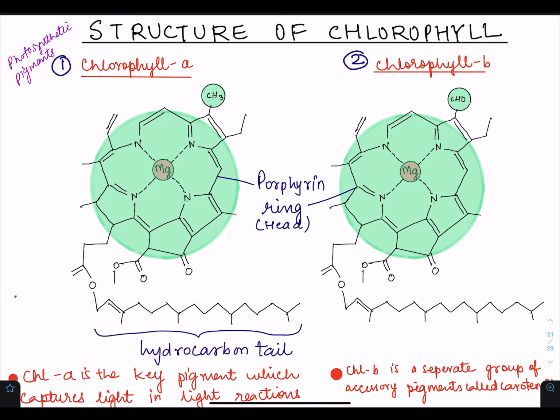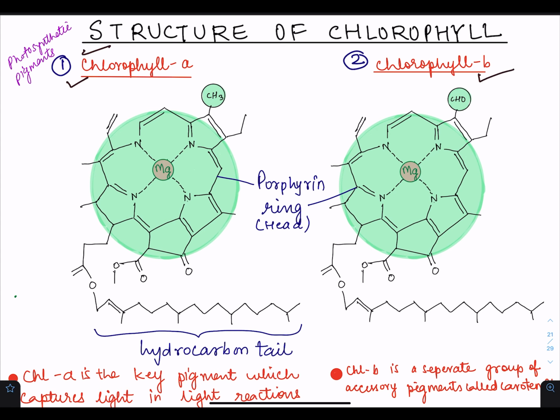Hello friends, in this video we'll study about the structure of photosynthetic pigments and chemiosmosis. So here we start with the structure of chlorophyll. This is the structure of chlorophyll A and this is the structure of chlorophyll B.